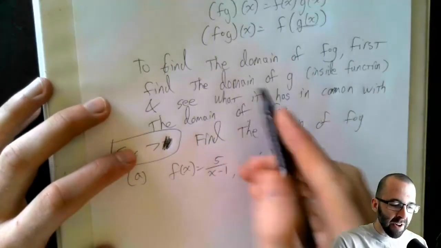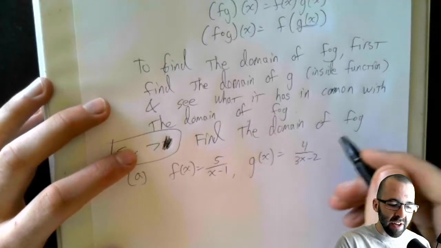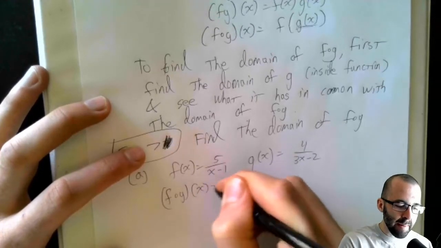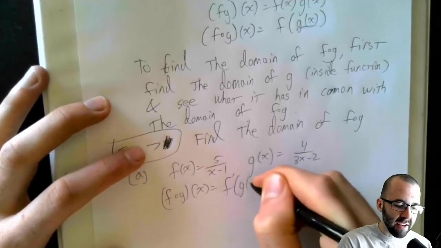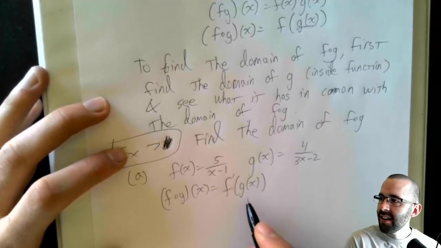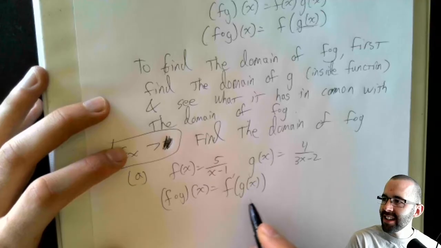So, right, first we need to find the domain of the inside function. So let's see, f of g of x, remember, is just f of g of x. Oh, I found the inside function. Inside function's right here. It's g on the inside.